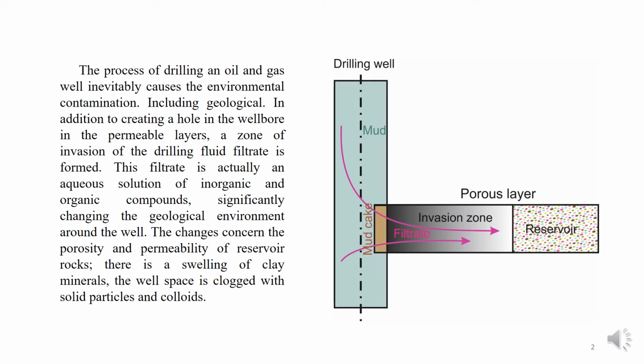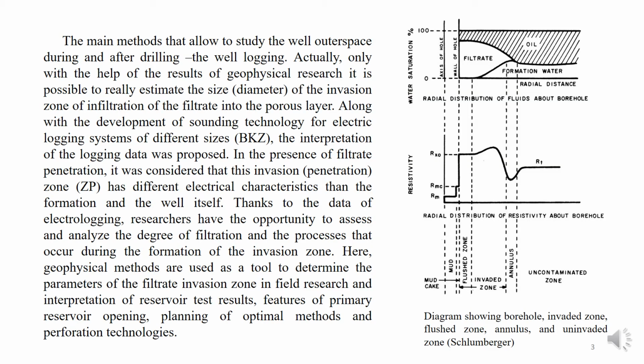The changes concern the porosity and permeability of reservoir rocks. There is swelling of clay minerals, and the well space is clogged with solid particles and colloids. The main methods that allow us to study the well outer space during and after drilling are well logging. Thanks to the data of electrologging, researchers have the opportunity to assess and analyze the degree of filtration and the processes that occur during the formation of the invasion zone.